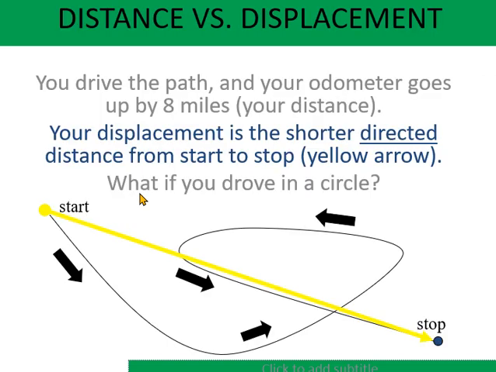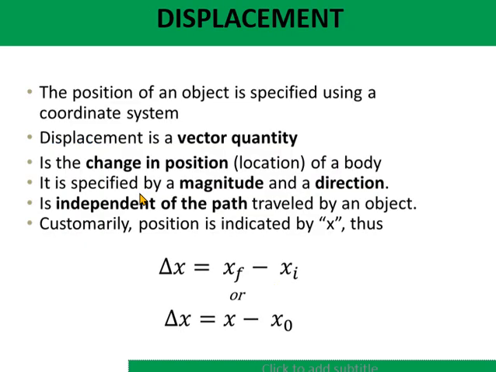So you know the difference between the distance and the displacement. The displacement is from start to stop. This is the displacement, and the distance is the way which we travel. So how can we find the displacement? By the formula x final minus x initial, or x final minus x 0. We have to know that the displacement is a vector quantity because it has direction.